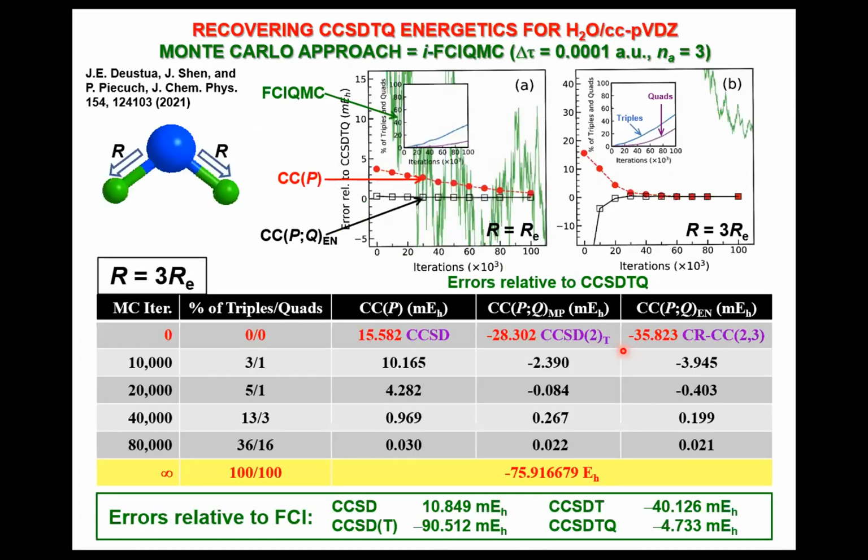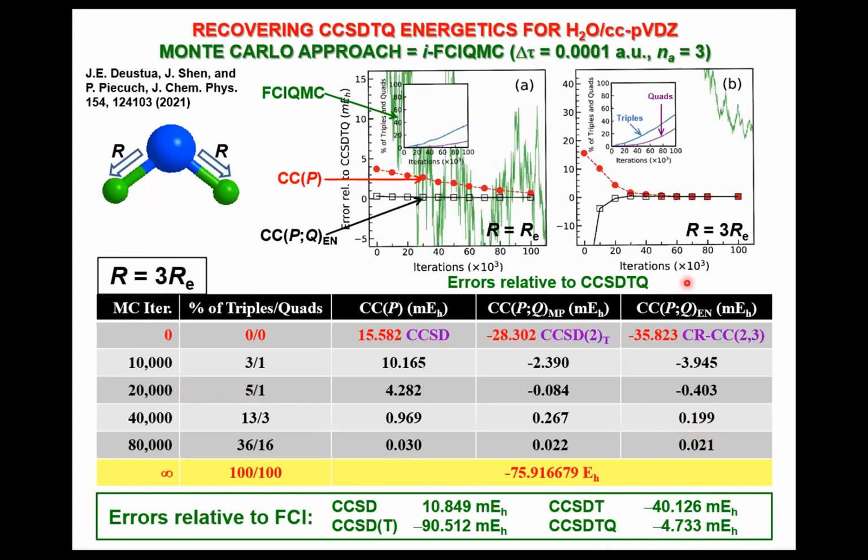This is CCSDTQ now. Okay, the example is the water double bond dissociation, or stretching, I should say, by a factor of 3. Each bond is stretched by a factor of 3 while keeping the angle. That's a pretty difficult geometry because if you look at it here at the bottom part, CCSDT produces a 40 millihartree error already. You need T4 clusters to get it more or less right. Actually, you probably would like to consider even more than that, but let's stick with CCSDTQ.